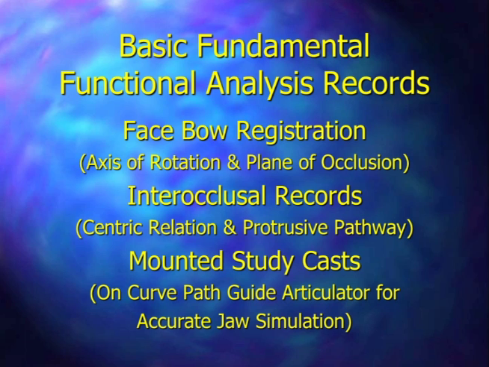Some basic fundamental functional analysis records would be a Facebow registration capturing at least an arbitrary relationship to an axis of rotation, as well as the patient's plane of occlusion. Interocclusal records give us a centric relation position, or M.I.P would give us where the patient bites, and a protrusive pathway which we can program to the articulator at a later time. Mounted study cast on a curved path articulator for more accurate jaw simulation.